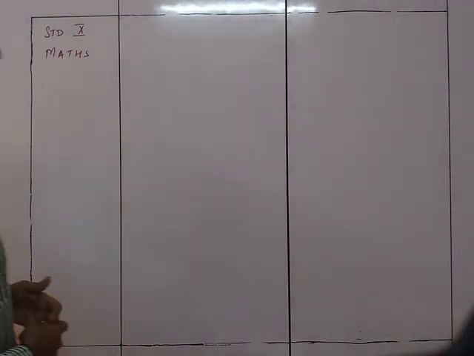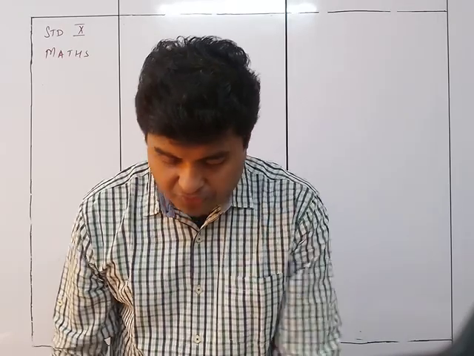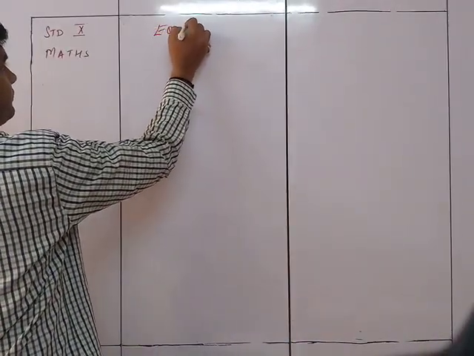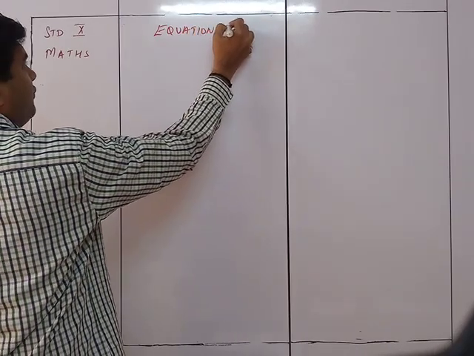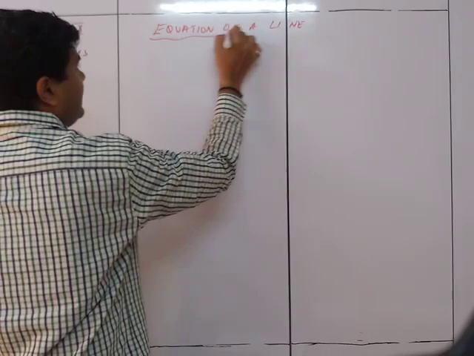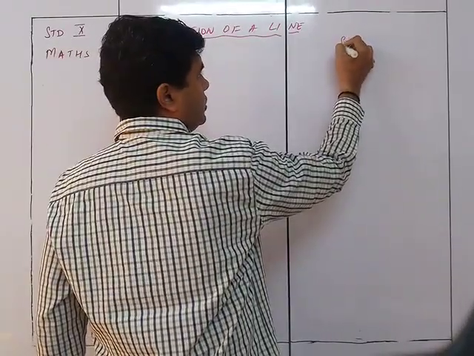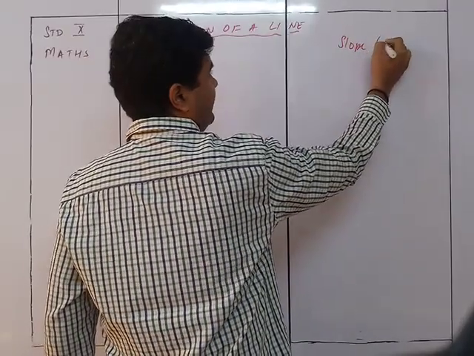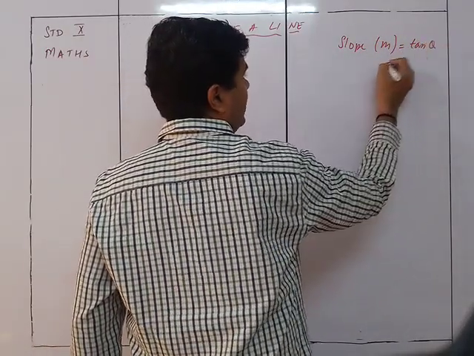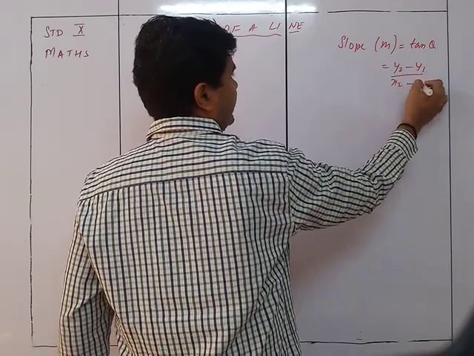So we continue further with the equation of a line. Up till now we have studied that the first thing is slope, m, which is nothing but tan theta, or is equal to (y2 minus y1) upon (x2 minus x1).